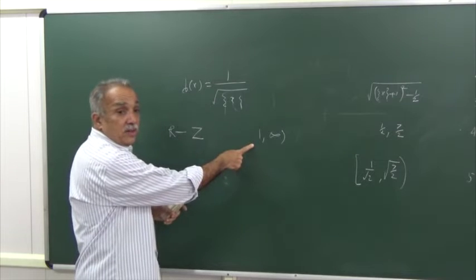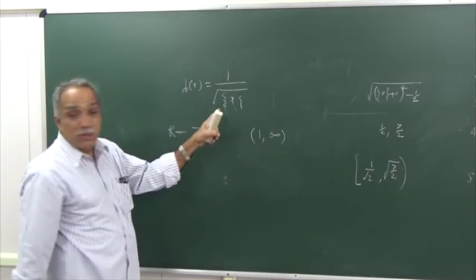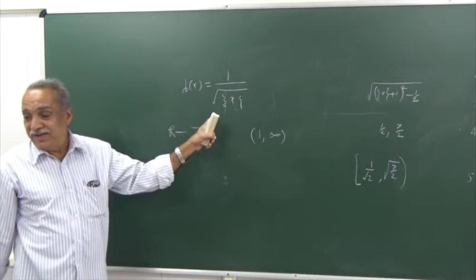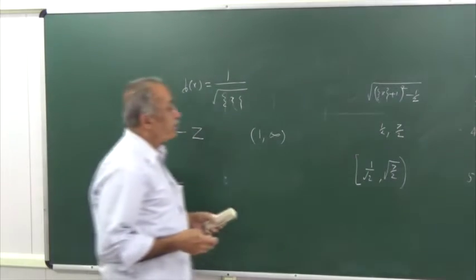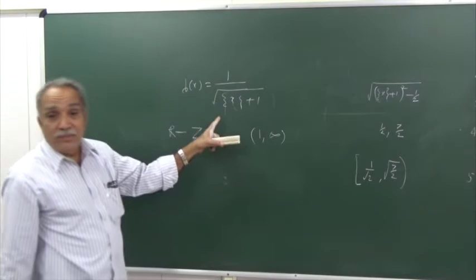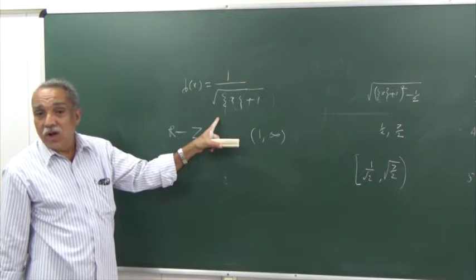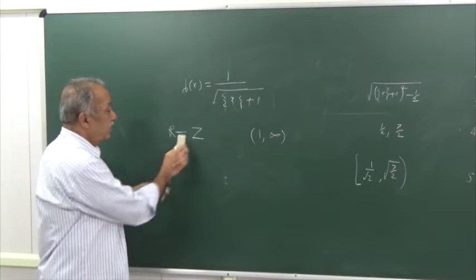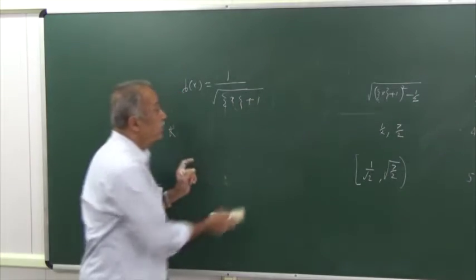Is 1 reachable? Fractional part can never be equal to 1. Is it not? Yes. What will be the domain now? All real numbers. No exclusions. What will be the range now?